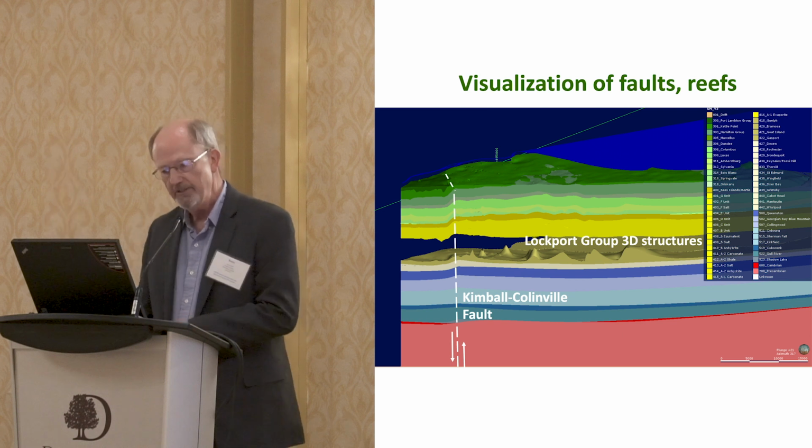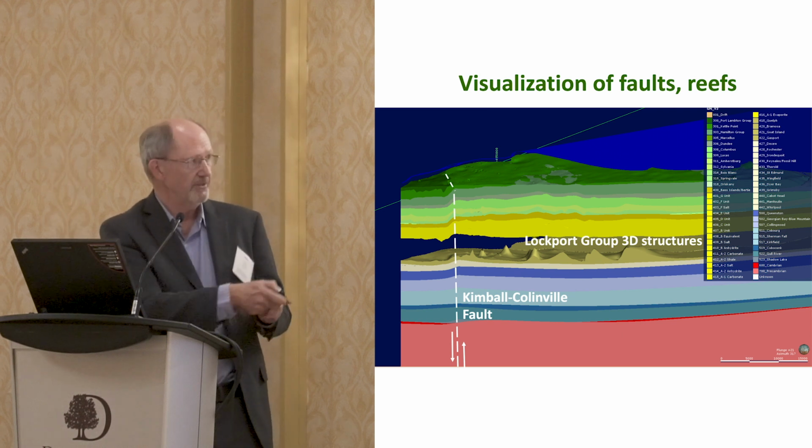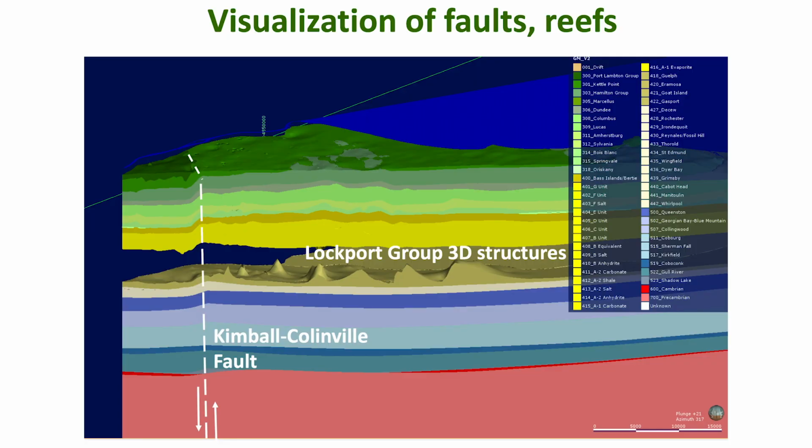Can you do a cross section, turn some of the layers off so you can see? I've chosen to show you the reef structures in here, the Guelph Lockport pinnacles. We've drawn in the Kimball-Collinville fault in here, as you can see the fault displacement right here. The layers are displaced here. We've drawn that into the figure.